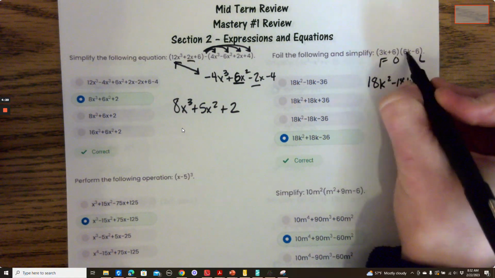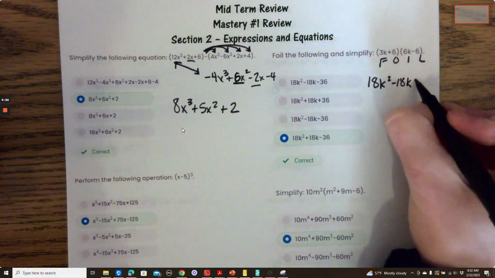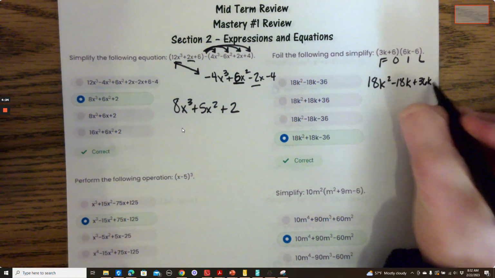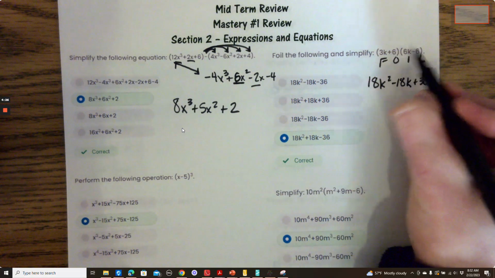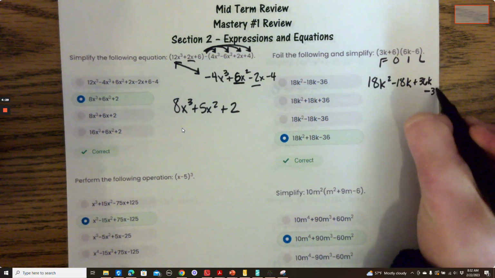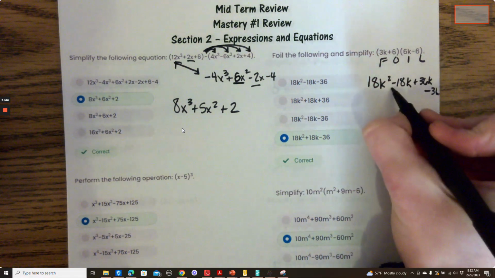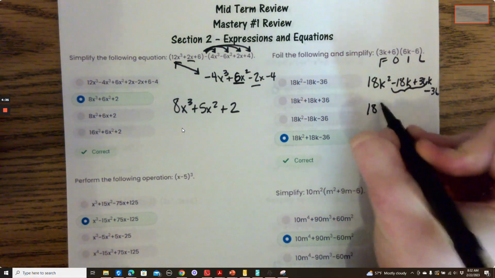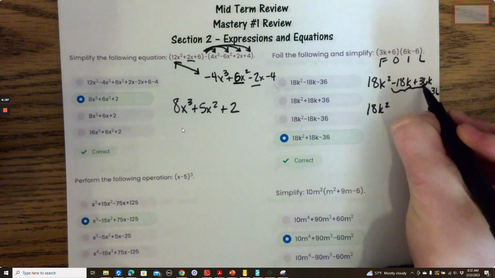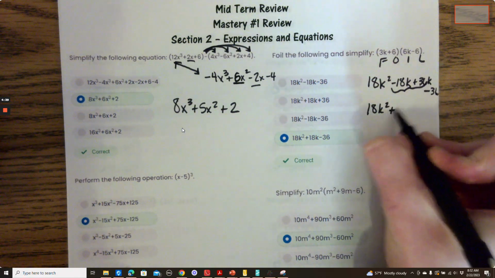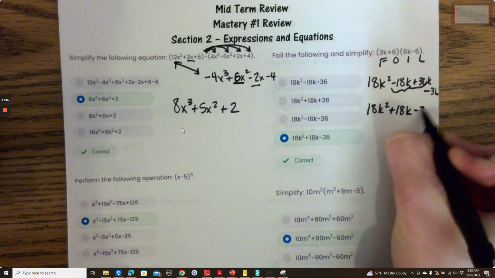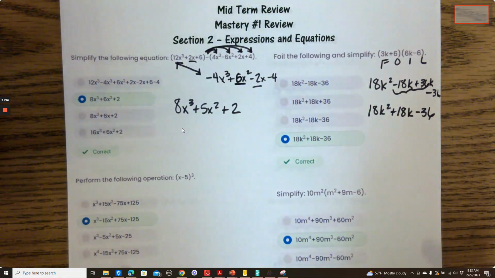I for inside, so 6 times 6k. 6 times 6 is 36. Keep the k. And then L for last, 6 times negative 6 is negative 36. Sorry, I'm running off the page here. These two terms need to be combined. So negative 18 plus 36 is a positive 18. Keep the k. And then the minus 36.